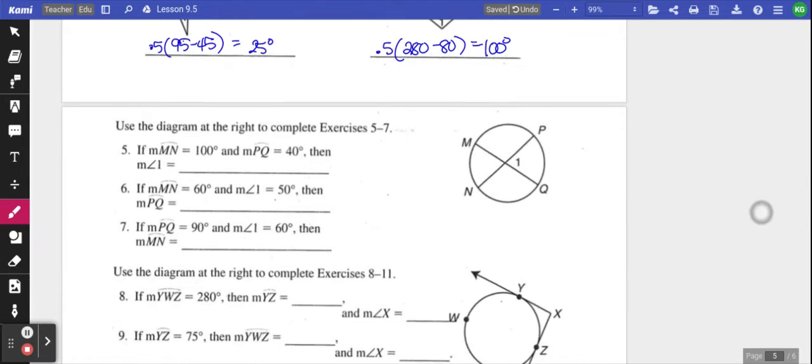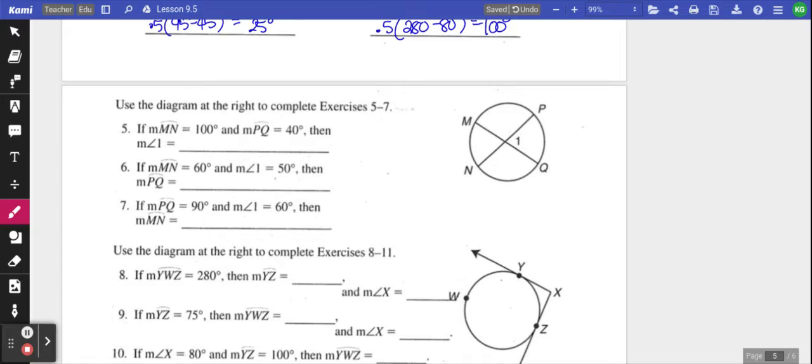Use the diagram at the right to complete exercises 5 through 7. If MN is 100 and PQ is 40, and those are two chords, so to find measure of angle 1, I'm going to do half of the addition of those chords, which is 70 degrees.